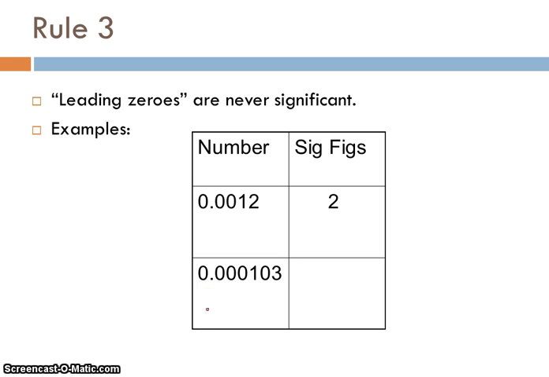I can actually put rules together. So in 0.000103, I have some leading zeros that are not significant and a captive zero that is significant. So this number has 3 sig figs. Sound good? All right, let's go on.